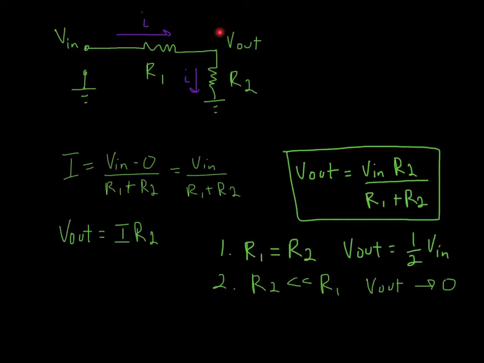Let's look at another case, and that would be R2 much, much bigger than R1. In this case, if R2 is much, much bigger than R1, we can basically neglect R1. R1 is negligible compared to R2, and V out equals V in.